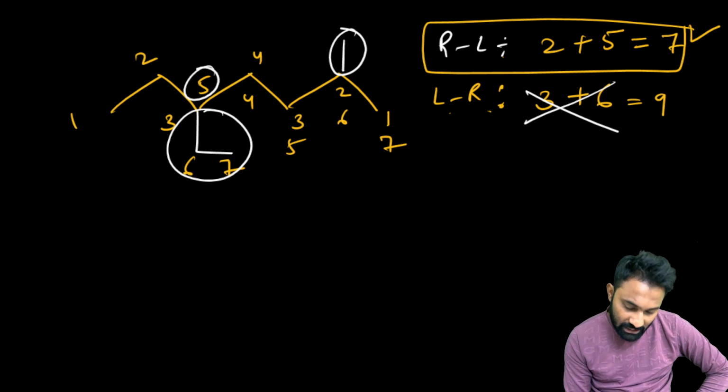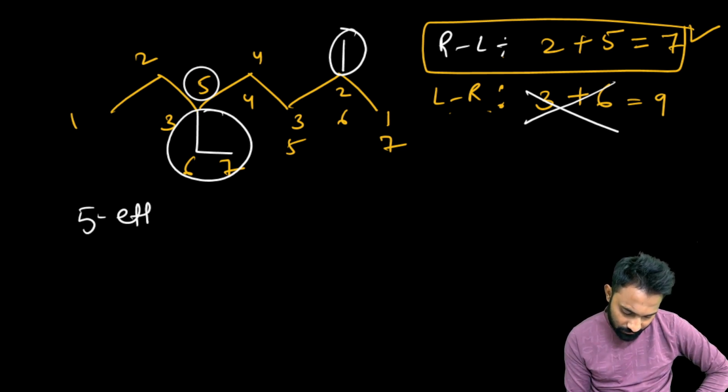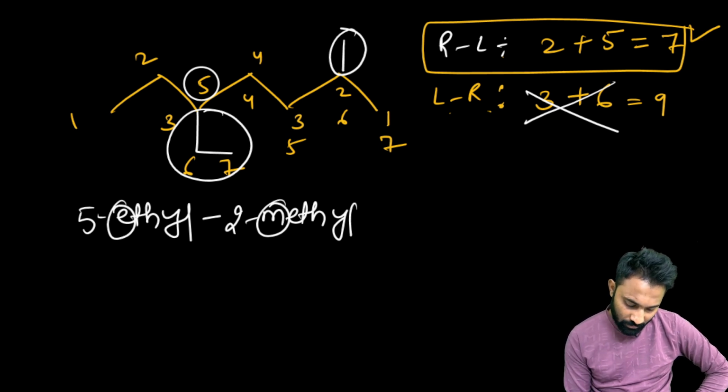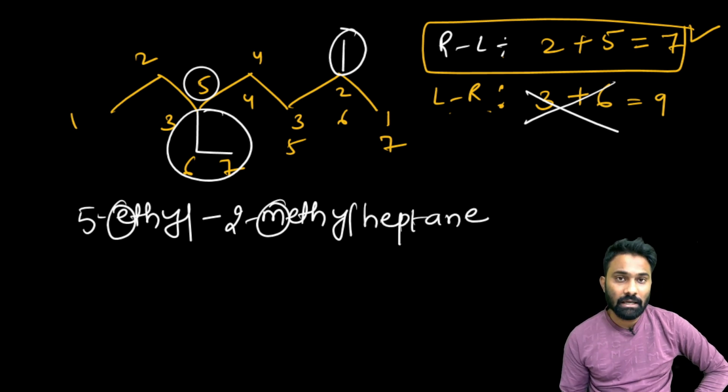It is present at the 5th number. So this is 5-ethyl and 2-methyl, because E will come first before M, right? So 5-ethyl, 2-methyl. How many carbons are there? Hepta, all are single bonds. So this is heptane. Clear?